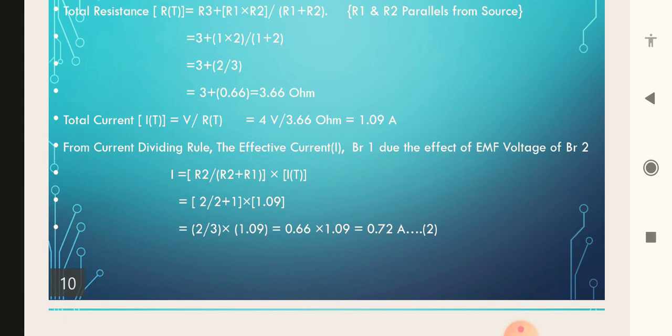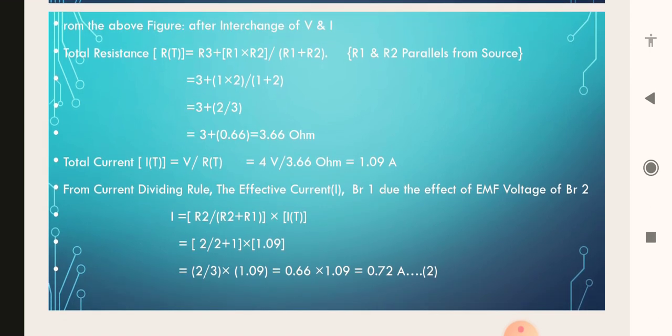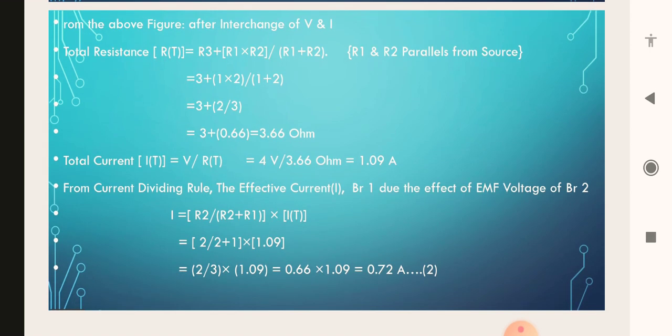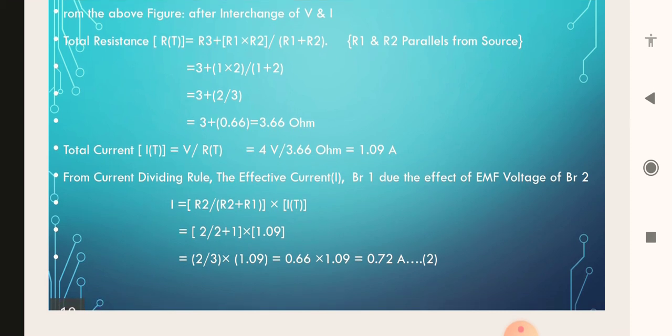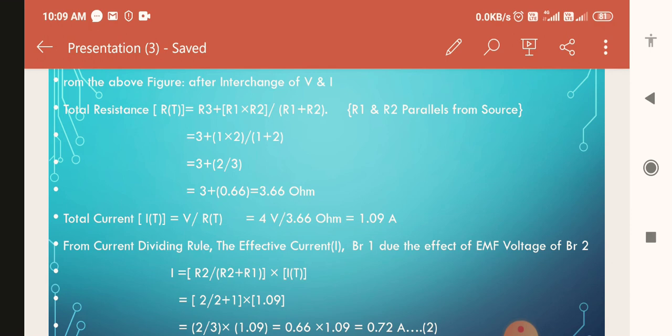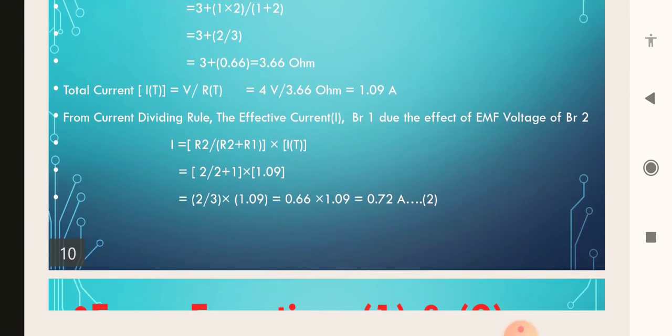So what is the total current? Again we have the formula V by R. With the resistance from the above operation, and the voltage remaining the same at 4, 4 by 3.66 gives 1.09 amperes.